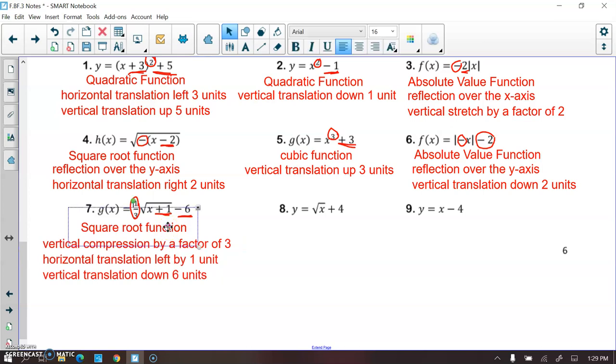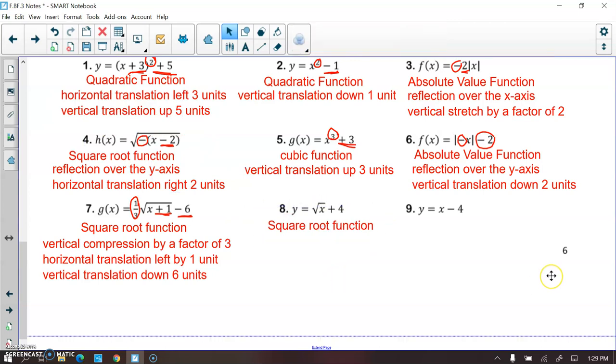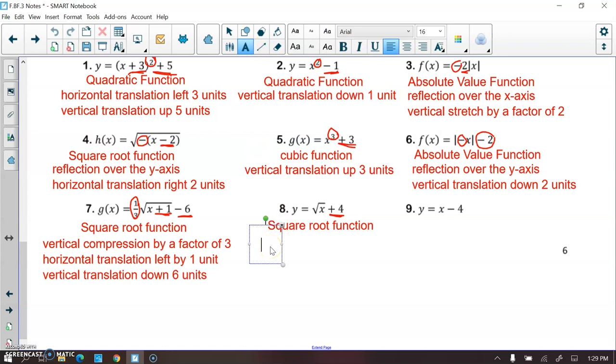Okay, number 8. Number 8, we see that square root. It is also a square root function. This -4 is on the outside of my square root, so that means that that is a vertical translation up 4 units.